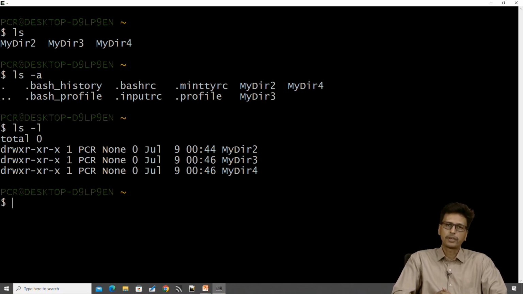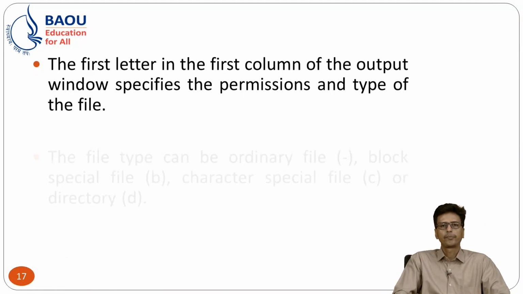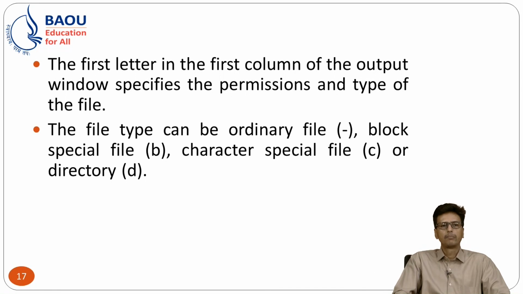As in the previous session we discussed types of files. Basically 3 types of files we have already discussed: ordinary file, directory file and device file, right? So if the file is an ordinary file, it is represented by the dash sign. If the file is a directory, it starts with D, right? If it starts with B, then it is a block special file. If it starts with C, then it is a character special file, right?